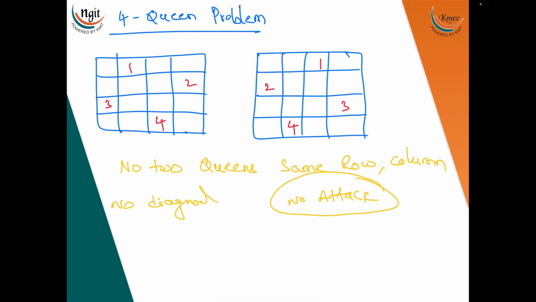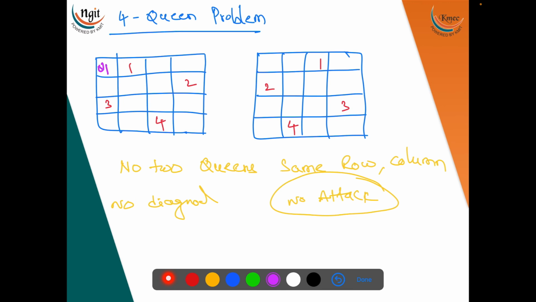So when I wanted to place Q1 over here, that means I have placed Q1 in the first column. So I have the root and I came for second node generation. So the second node is what? Q1 is at the first column. Now when Q1 is in the first column, you cannot place Q2 in the first column. Q2 can be in the third column, second column.